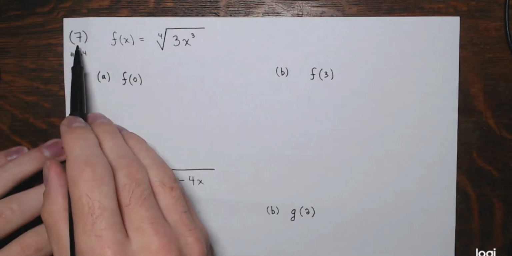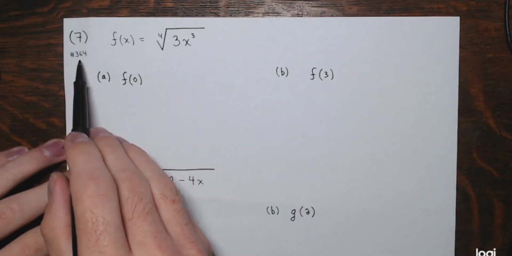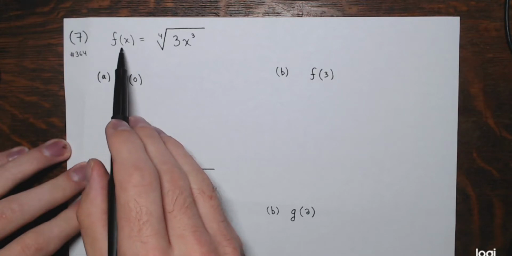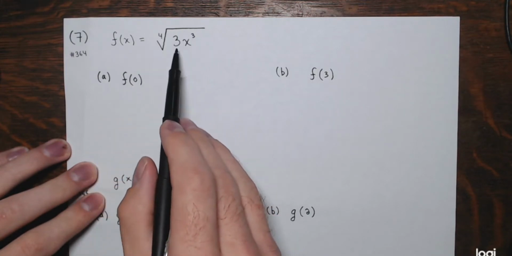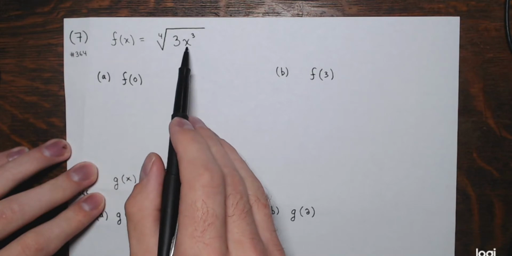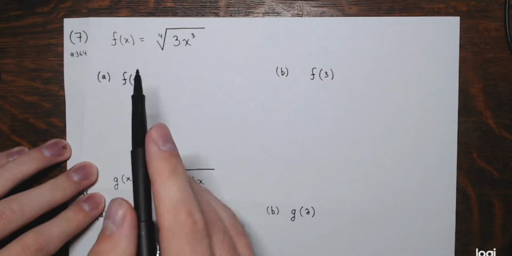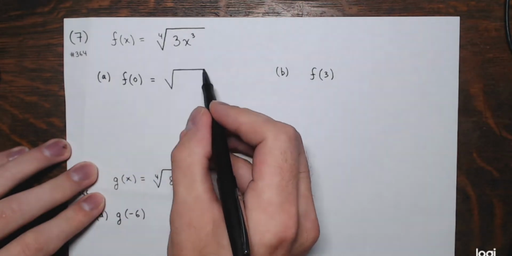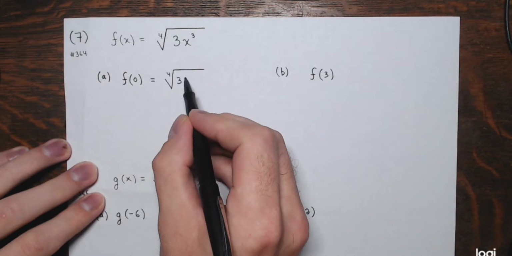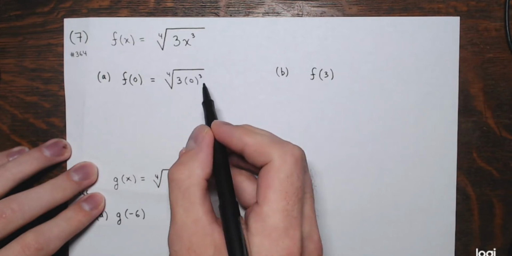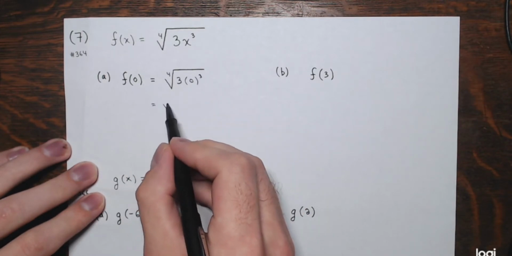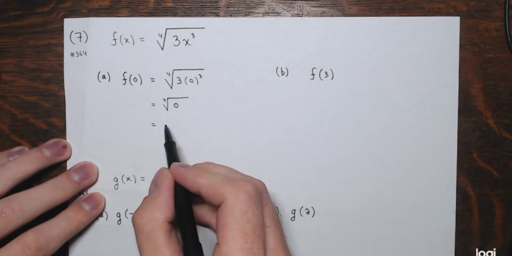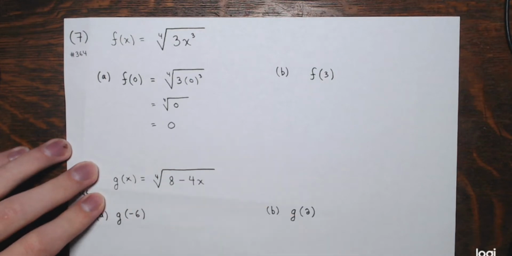So 7 is exercise 364. We have this function called little f, right? The input is x. F of x equals the 4th root of 3x cubed. All right, so part A is what's f of 0? So the input 0, what's the output? The 4th root of 3 times 0 cubed. Well, that's just 0. And any root of 0 is simply 0. 0 to the fourth power would be 0.